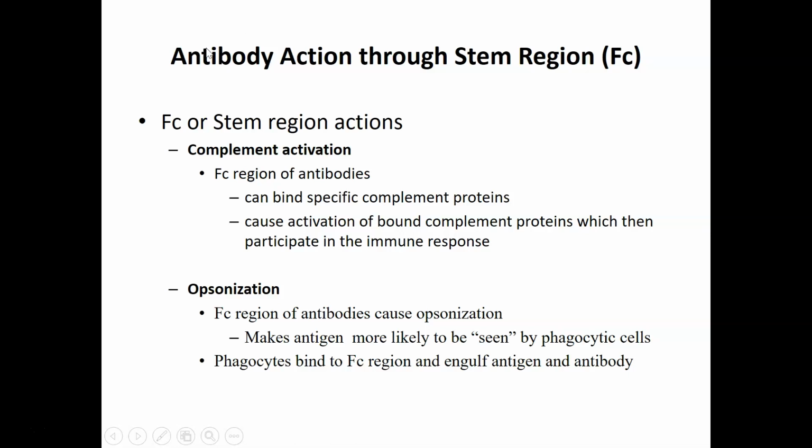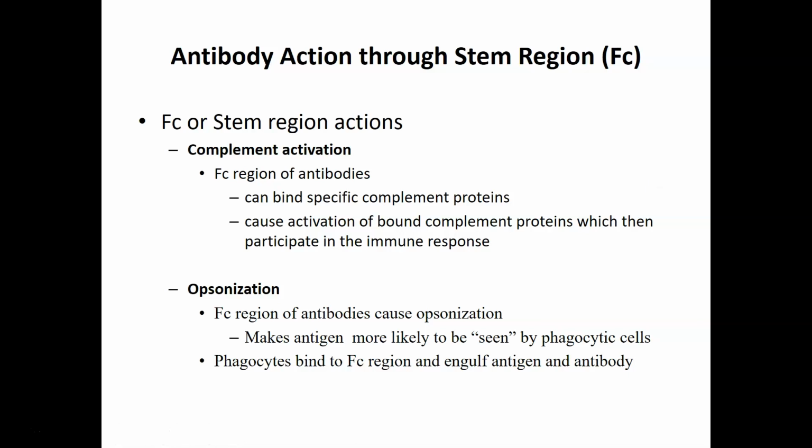All right, antibodies can also act by virtue of their stem region. The stem region is going to stimulate various cells or proteins in the immune system, and that's going to help with an immune response. How does that work exactly? So here's a couple of ways that an antibody bound to a foreign antigen can act through its stem region. The stem region can activate complement proteins.